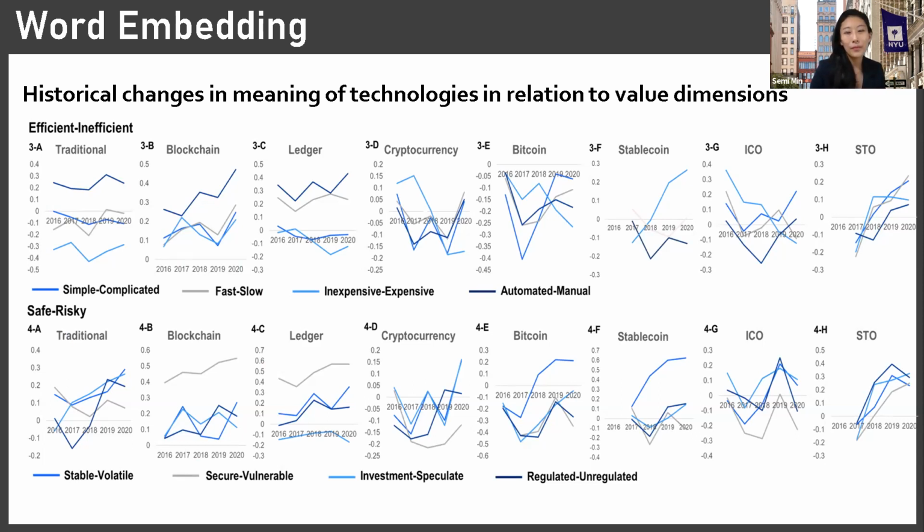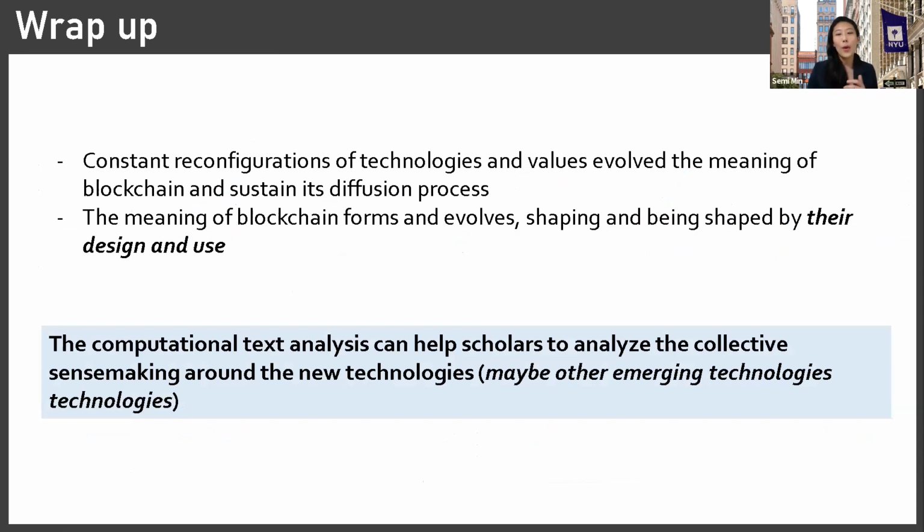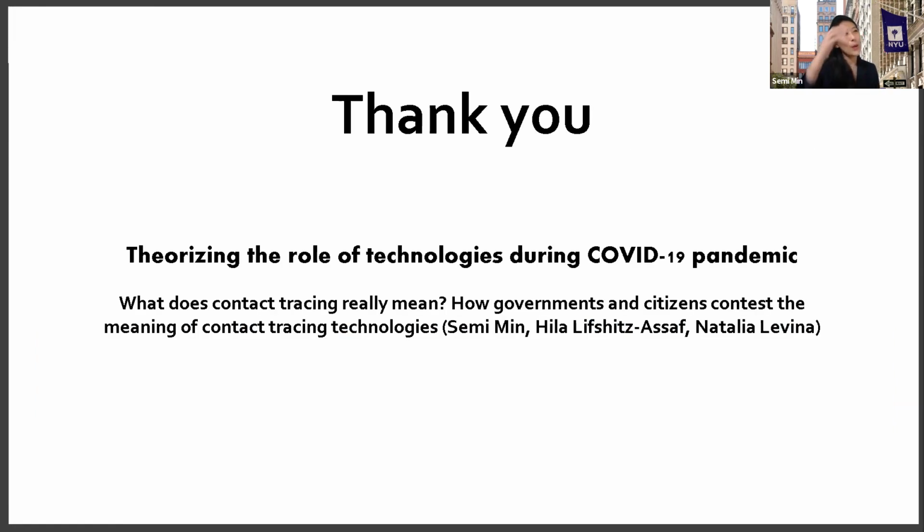Overall, my research showed that constant reconfiguration of technologies and values evolves the meaning of blockchain technology and therefore sustains its diffusion process, leading to the adoption of blockchain by large institutions. My analysis also shows that the meaning of blockchain forms and evolves, shaping and being shaped by the technology's design and use. I believe that computational text analysis can help scholars identify the collective sense-making around new technologies, not just blockchain but any other technologies in the future. I hope so. Thank you very much.